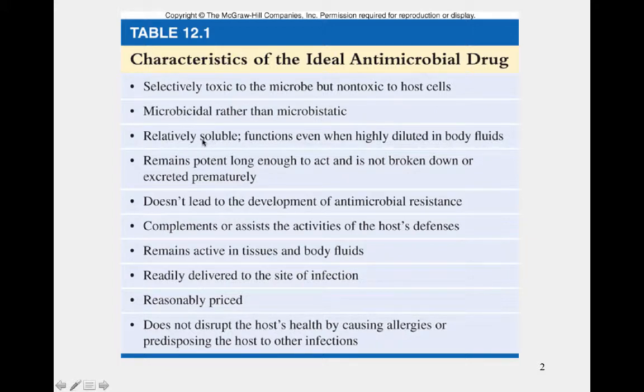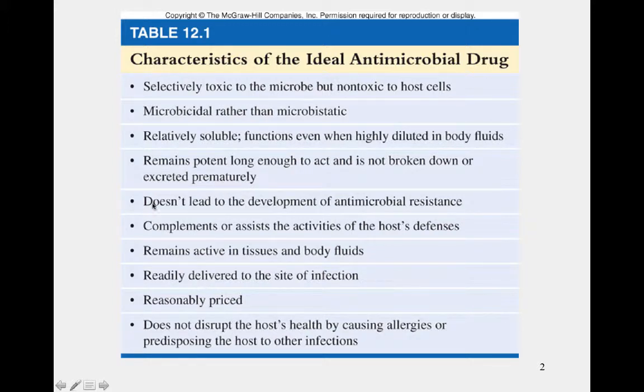Also, we need to take into account that they will be administered to a patient and they will have to go from showing activity in a petri dish in vitro to being effective in vivo. So they must be able to function even when present in highly diluted form. So this would be as the result of metabolism throughout the human body. So hopefully they would remain potent long enough to act and they're not broken down or excreted prematurely.